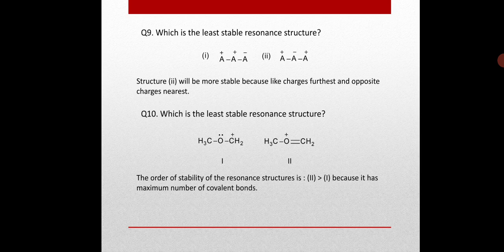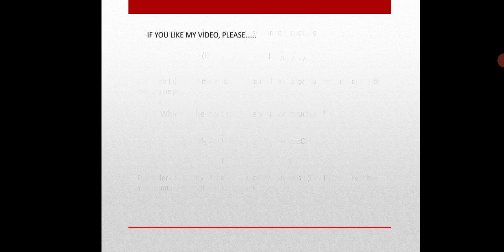So, without looking into any other thing, if the number of covalent bonds are more, then the structure will be the most stable. So, structure 2 is having more number of covalent bonds compared to structure 1. So, 2 is more stable compared to 1, even though the positive charge is on oxygen. So, if the number of bonds are more, even if there is a positive charge on the electronegative atom, the structure becomes more stable. So, here we come to the end of the lecture.